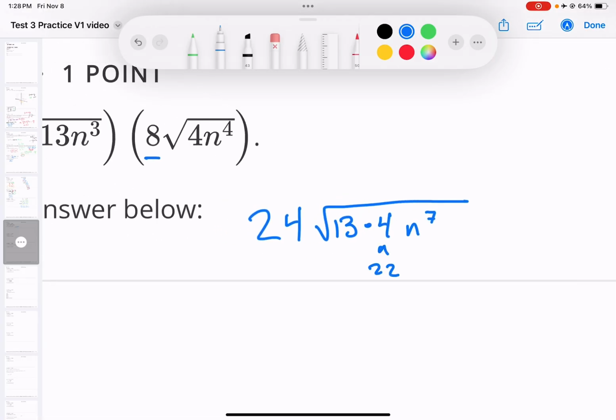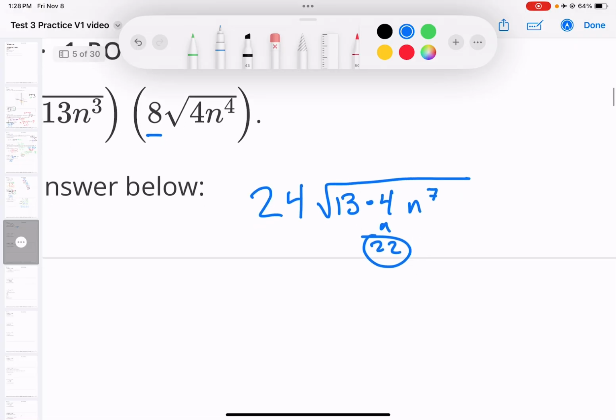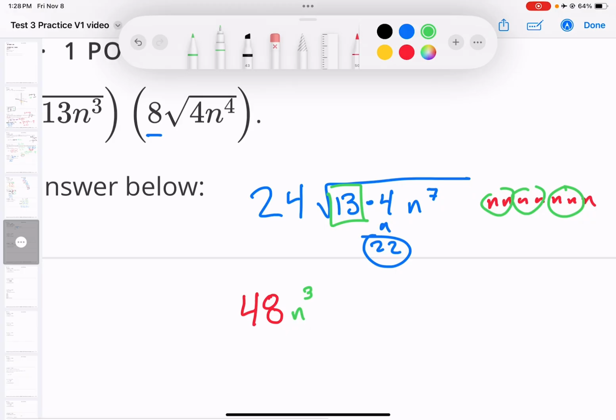This breaks up as 2 and 2. So there's my pairs. 13 is prime. It's a lonely loner. So I'm going to multiply the 2 and the 24, so that's going to give me a 48. And then the 7, 1, 2, 3, 4, 5, 6, 7. There's a group, there's a group, there's a group. Or you could just do 7 divided by 2 is 3, so n to the third. And then you do have our lonely loner. So you got 13n. And we're good so far.